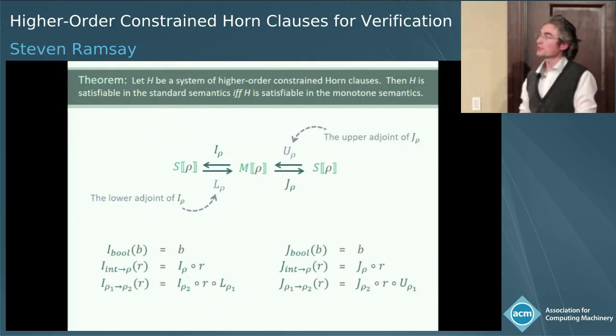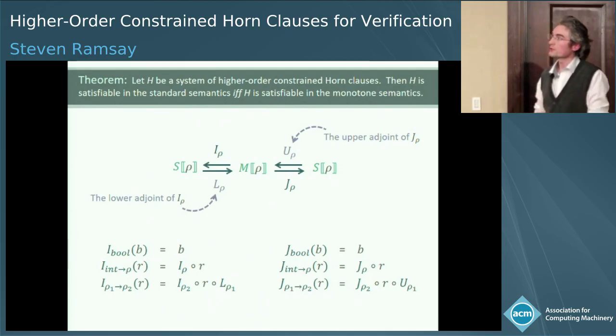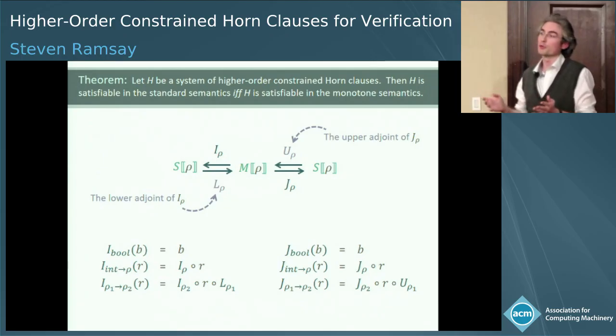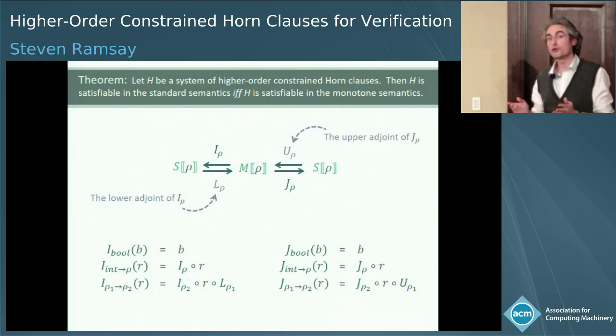We have this theorem that says if H is a system of higher order constrained horn clauses, then H is satisfiable in the standard semantics if and only if it's satisfiable in the monotone semantics. So that latter part means that there is an assignment of relations where all the relations are monotone. In fact, I should say hereditarily monotone. And it makes the system true under this monotone semantics.